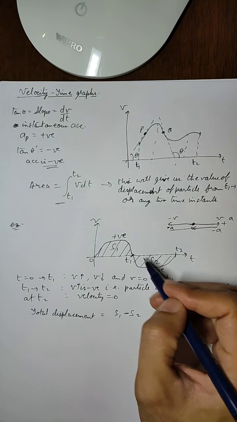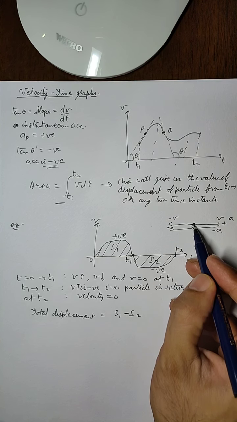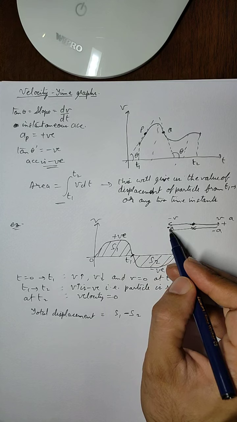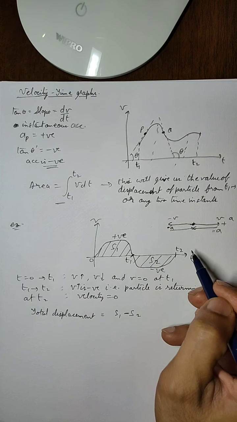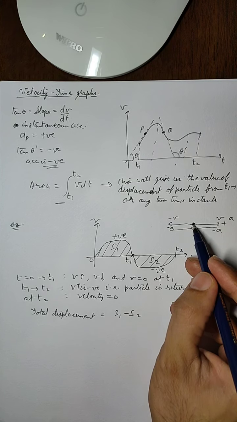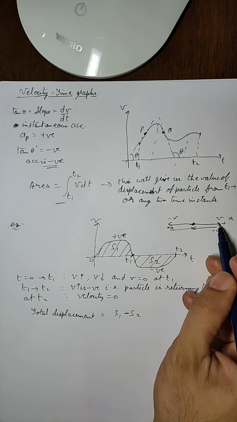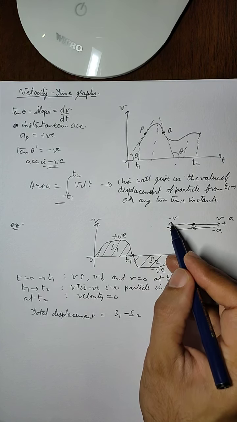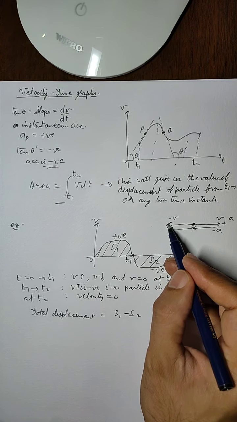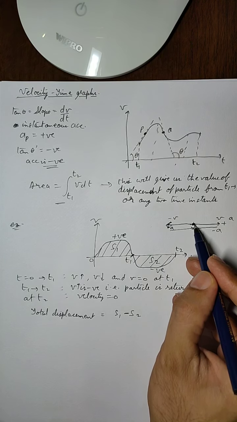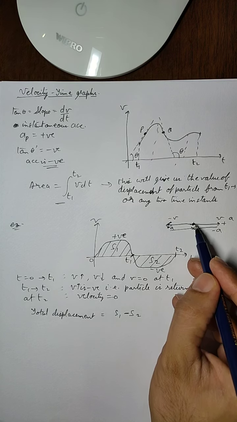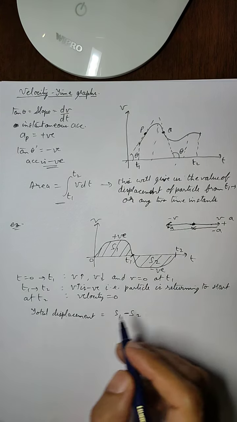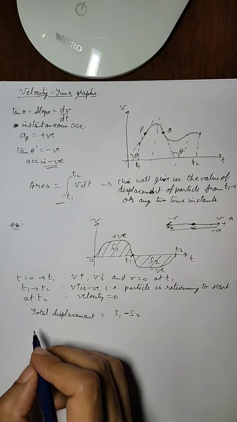Now if S1 and S2 are the same, that is, the displacement in this direction and the displacement in the other direction are the same, then the total displacement is 0, and that makes sense: the particle started from here, went to the maximum position here, returned to the starting position, went on the negative side with the same displacement, and came back. So what is the total displacement? It will be equal to 0. But if the displacements on either side are not equal, the total displacement will be given by S1 minus S2.